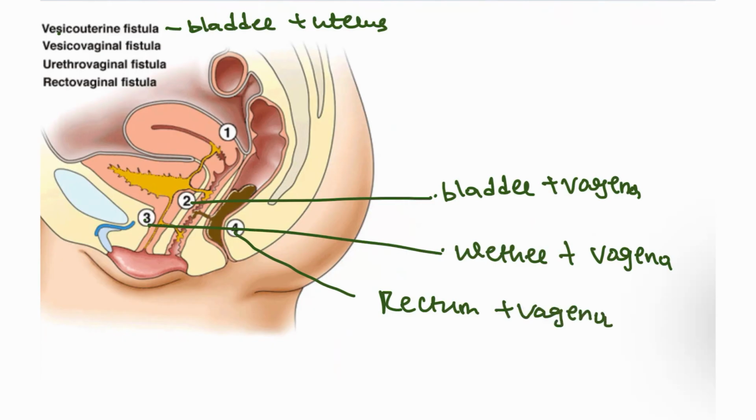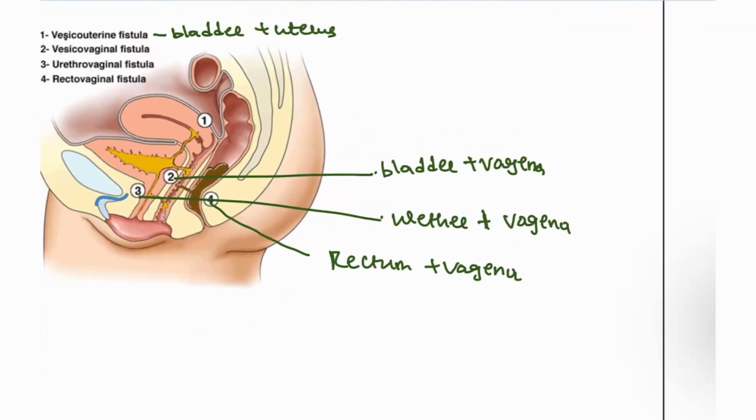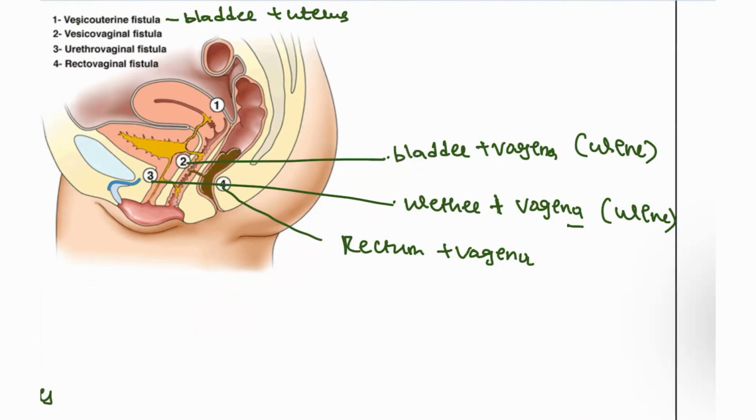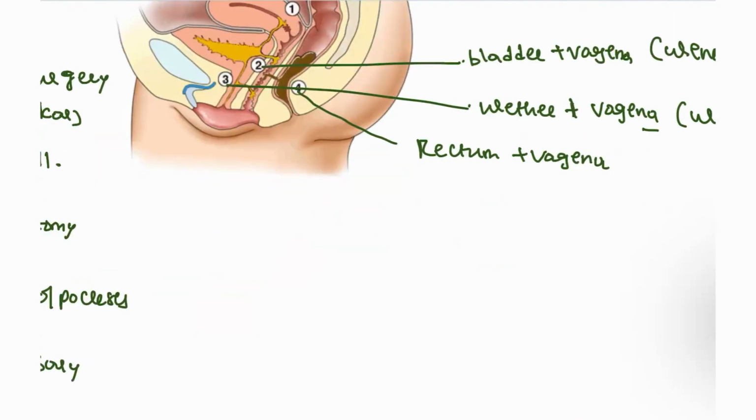So what happens? The symptoms that you can recognize: when it is a urethrovaginal fistula, you are going to see continuous urine. Next, with bladder and vagina, here also you are going to see continuous urine in this patient. Same as urethrovaginal, continuous micturition will be seen in this condition.